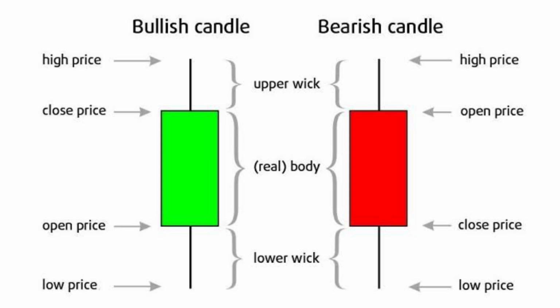So a green candle means the price went up. It opens at a lower point and closes at a higher point. And a red candle means the price went down. This is the opposite of a green candle. It opens at a higher point and closes at a lower point.